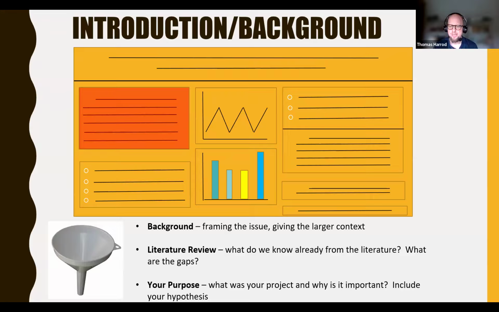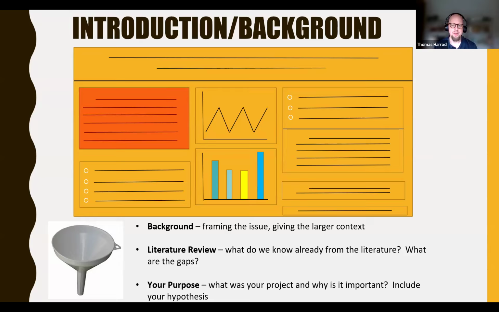And this is to orient them so that you can then move into your purpose. What is your project? Why is it important? Including your hypothesis. And so I have this image of a funnel here because that's how I imagine this section. You are funneling your audience towards your hypothesis.